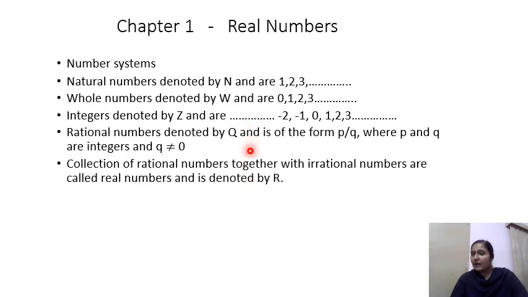Like 1 by 2. 1 by 2 is a real number, but 1 by 2 is not an integer. So the converse is not true there. Okay. Every whole number is an integer. Every whole number is a rational number. Every whole number is a real number. So I hope these number systems are clear to you.